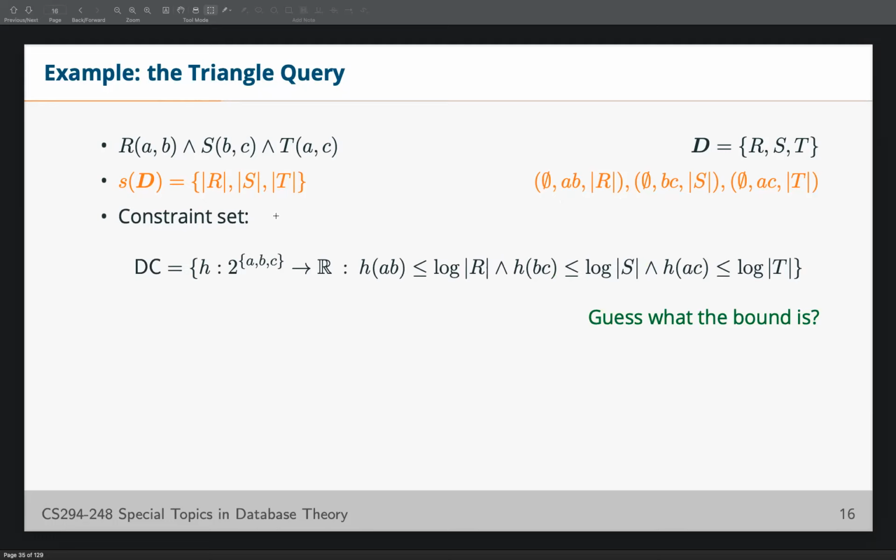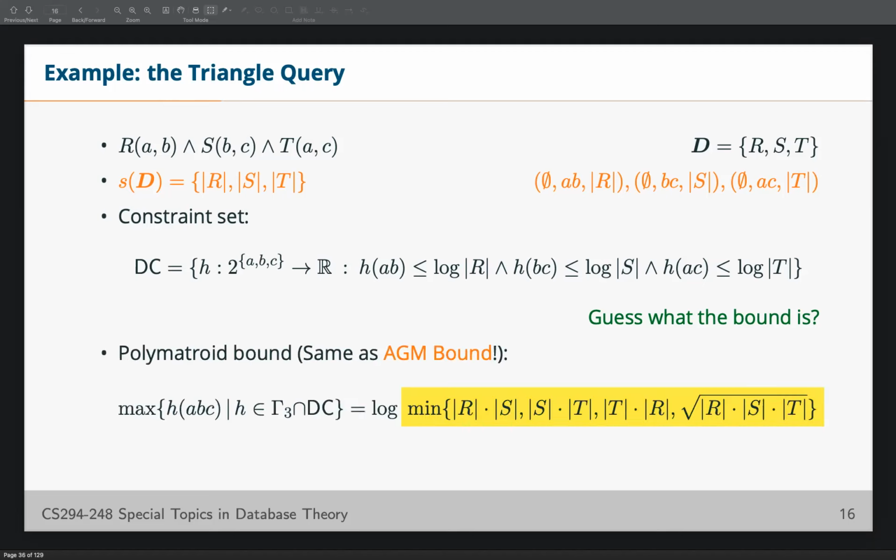And then if you write this down in terms of the polymatroid bound, then it will be h of AB, given nothing, is less than log R, h of BC less than log S, and h of AC less than log T. So any guess as to what the bound is if we solve the yellow linear program? The AGM bound. Yep, it turns out it's exactly the AGM bound. So the polymatroid bound is actually equal to the AGM bound, even though it's not completely obvious from the description.